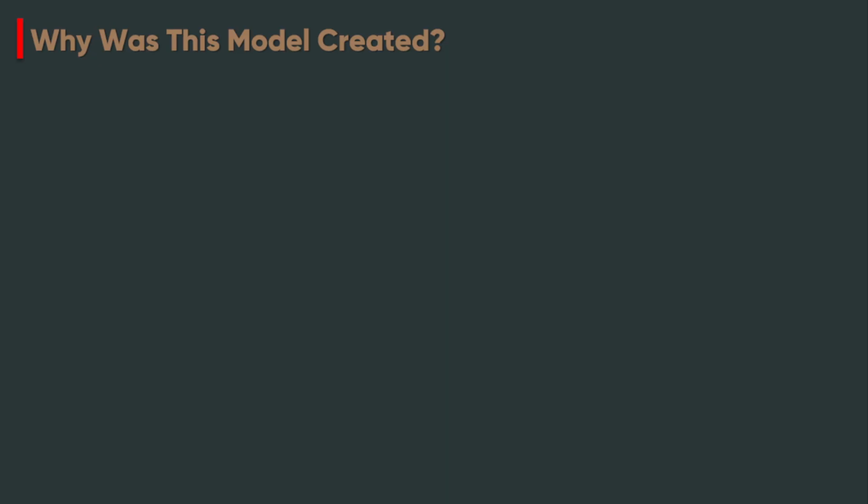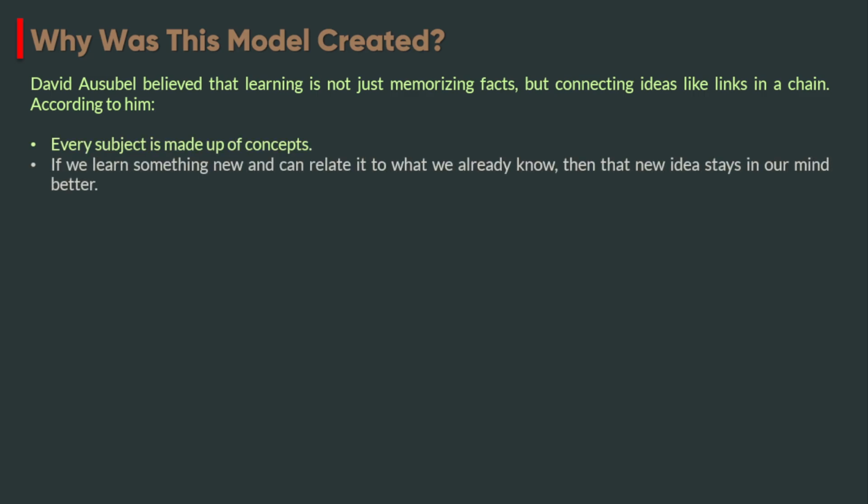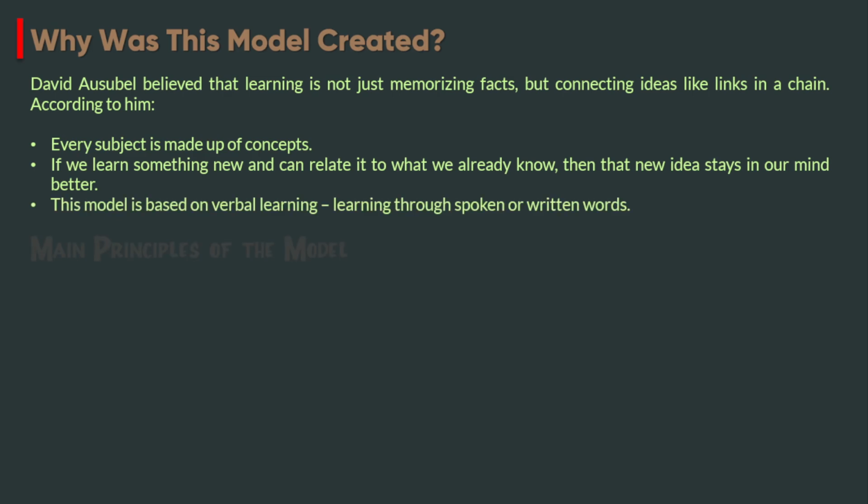So why was this model created? David Ausubel believed that learning is not just memorizing facts, but connecting ideas like links in a chain. According to him, every subject is made up of concepts. If we learn something new and can relate it to what we already know, then that new idea stays in our mind better. This model is based on verbal learning, that is, learning through spoken or written words.